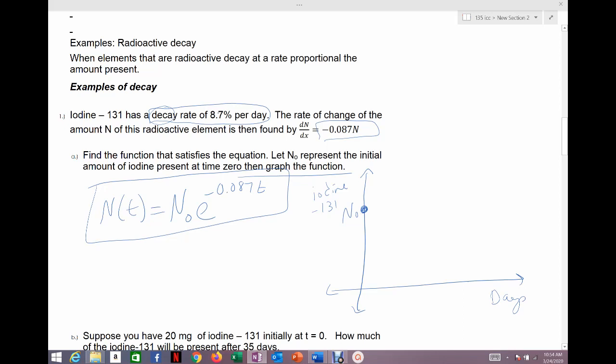8.7% per day. Again, 8.7 is not a huge percentage, so I probably wouldn't come down super fast. And again, make sure you approach that time axis, but don't cross it. You have your initial amount listed, and again, what your axes represent. Time is in days, quantity is iodine, and then it should have a slight curve approaching our time axis.